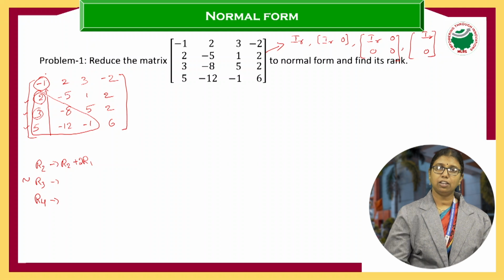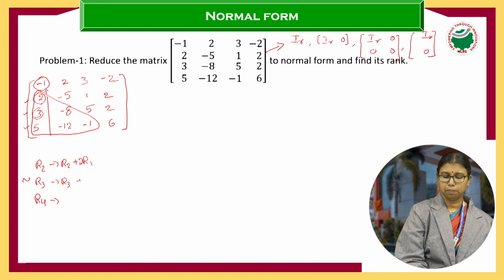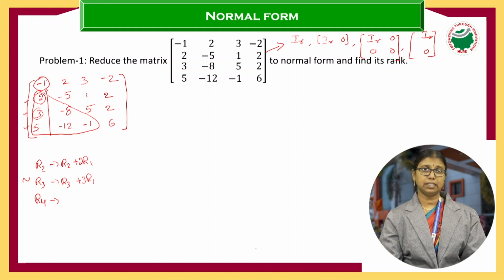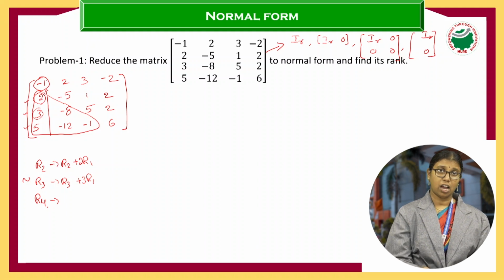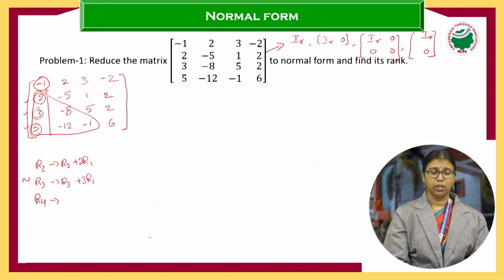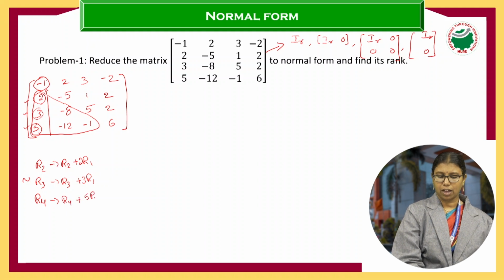The corresponding value in R1 is minus 1. So, what is the row operation? R3 plus 3R1. R3 gives rise to R3 plus 3R1. Now, you have to change R4. For R4, here I have 5. Here if you get 5, then 5 minus 5, you will get 0. That means the row operation is R4 plus 5R1.